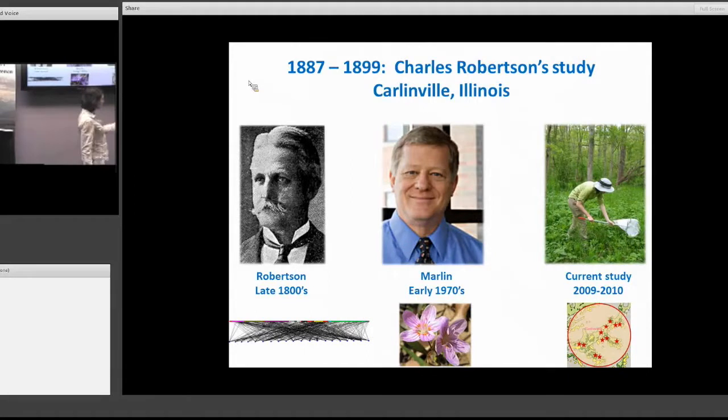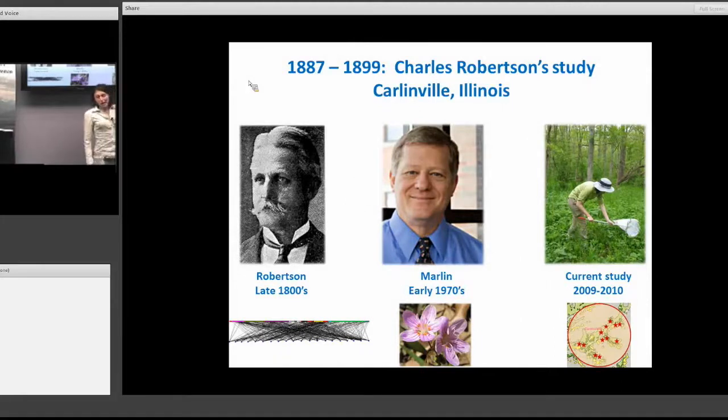So in the late 1800s, this eccentric weird guy here, Charles Robertson, meticulously documented all of the plant-pollinator interactions in the town of Carlinville. His study is still considered to be one of the most detailed, fully resolved plant-pollinator networks that exists. He was looking at 450 plant species, 1,500 pollinator species, for a total of about 15,000 unique species interactions. So he's doing this all in his horse and buggy, traveling around, documenting these interactions.